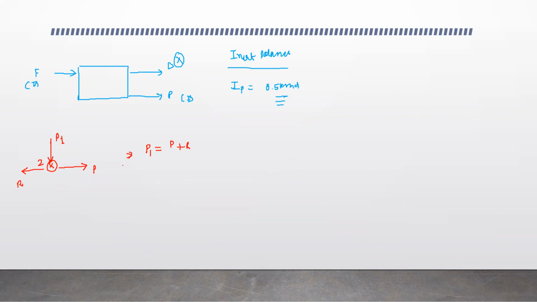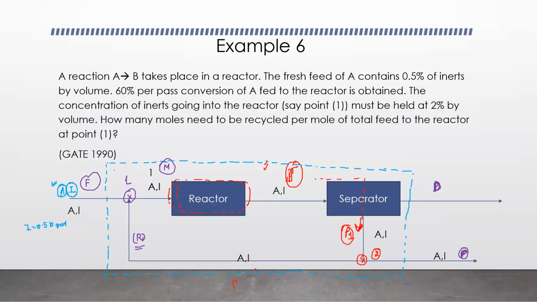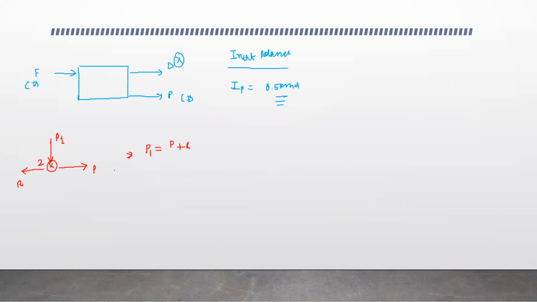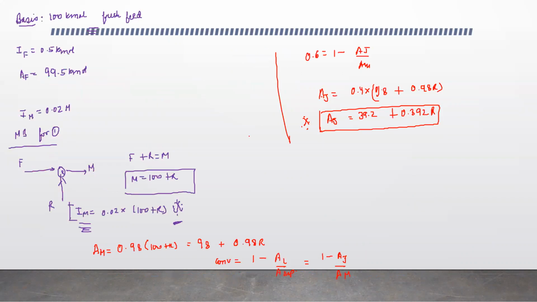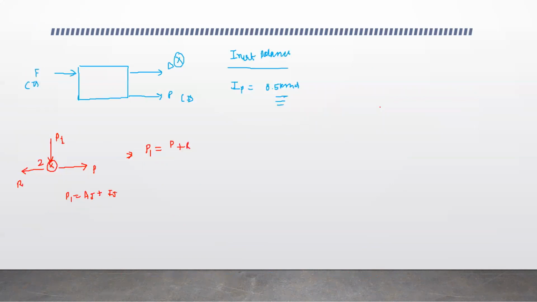After that, P1 would be all the A and all the inerts that have come out. So P1 would basically be A in the J stream plus inerts in the J stream. A in the J stream we calculated as 39.2 plus 0.392 R.